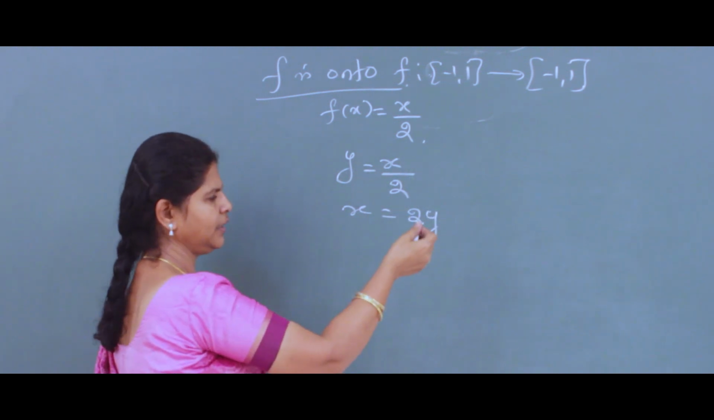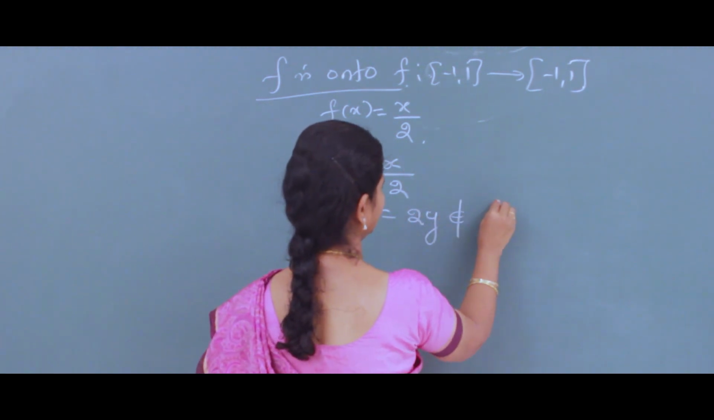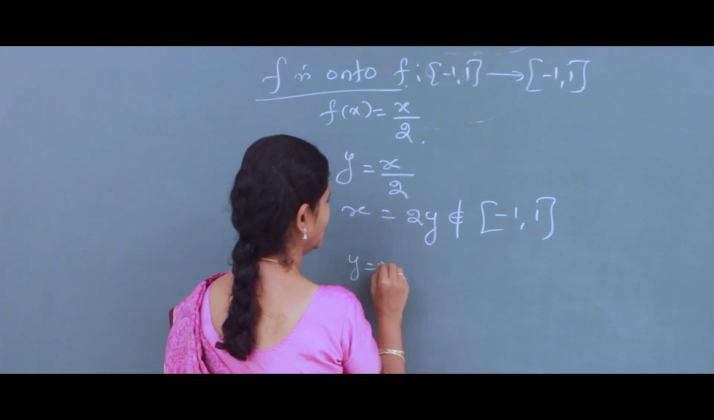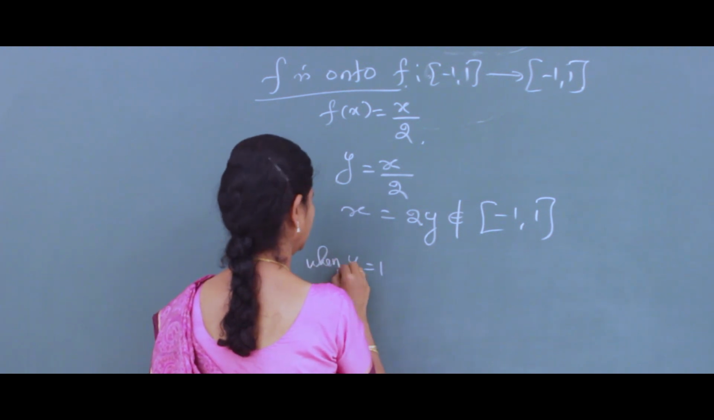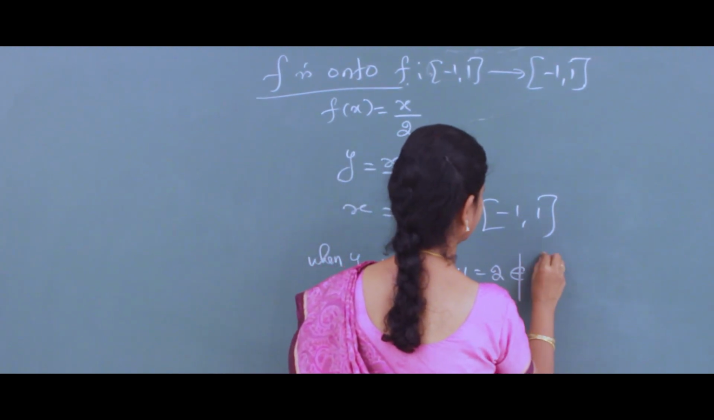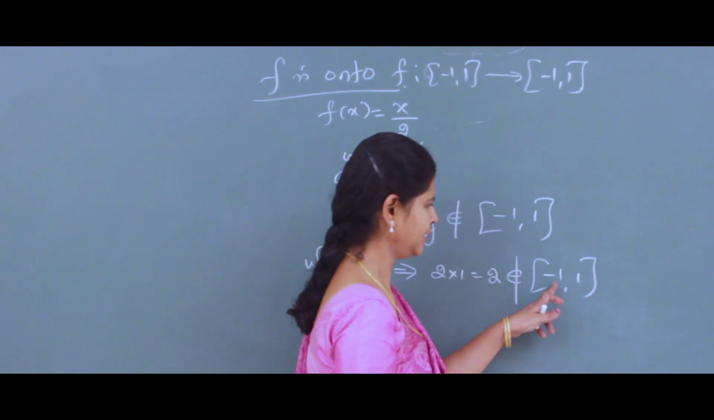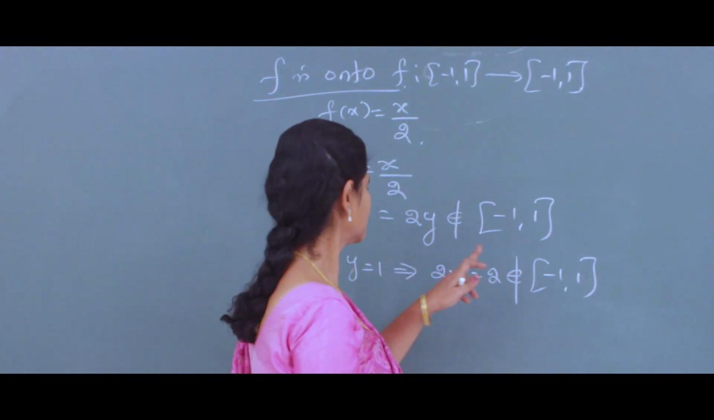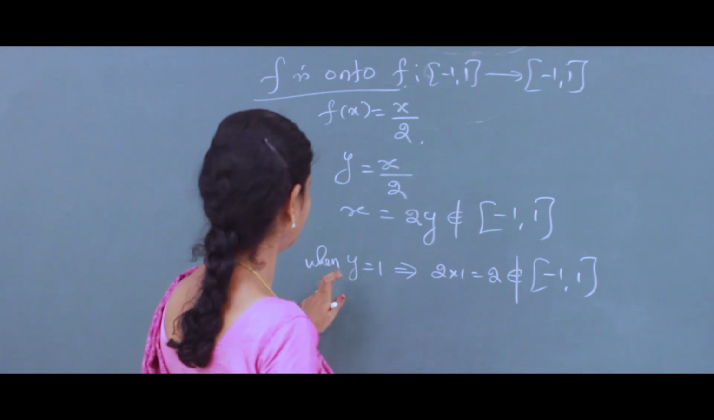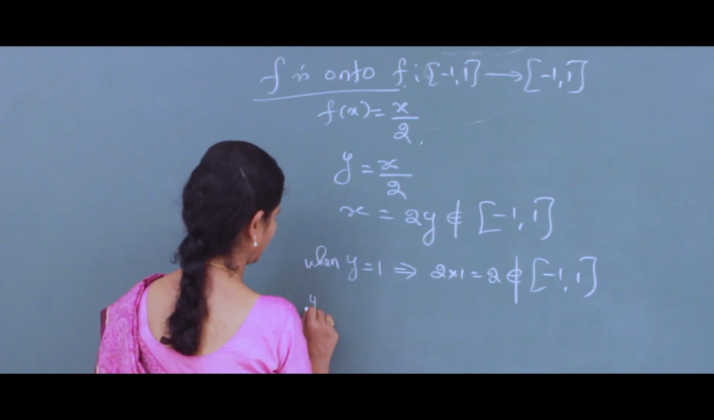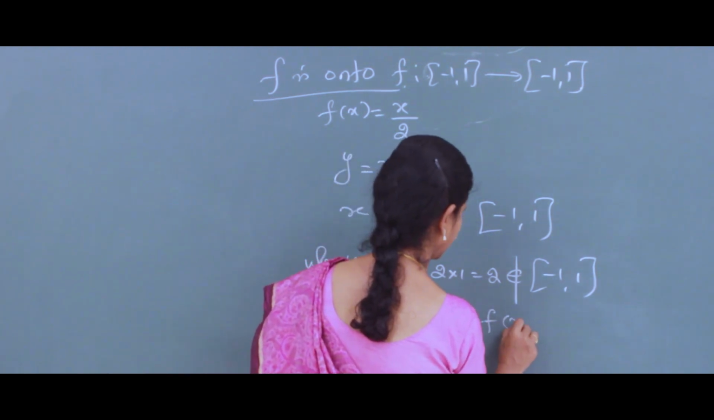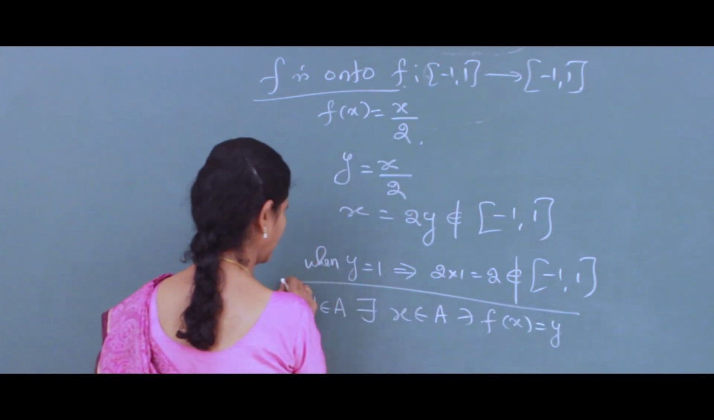So 2 into y, this 2y, is not an element in minus 1 to 1. Because suppose you take y equal to 1. When y is equal to 1, we have 2 into 1, that is 2, which is not an element in the interval minus 1 to 1. So the definition of onto: for every element y in A, there exists x in A such that f of x equal to y. This is the definition for onto.